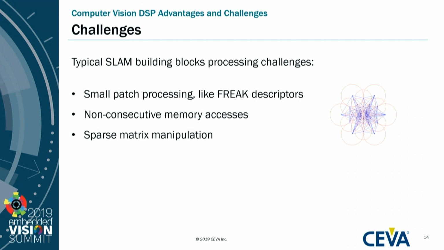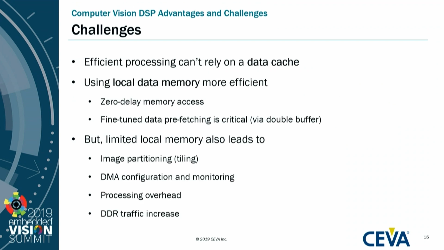On the other hand, there are some challenges for using Vision DSP for SLAM processing, like small patch processing, like the FREAK descriptor, for example, accessing non-consecutive data in the memory, random access, and sparse matrix manipulation. Another challenge is a system-level challenge.